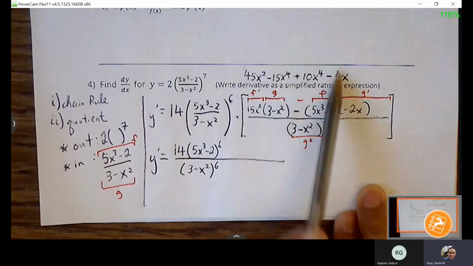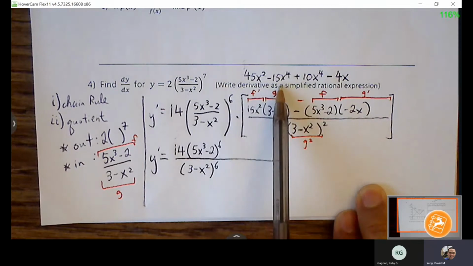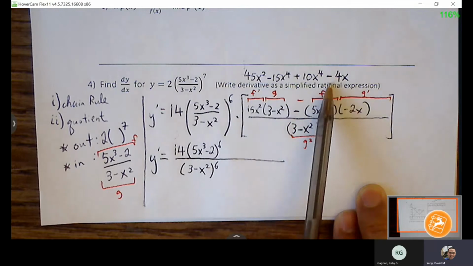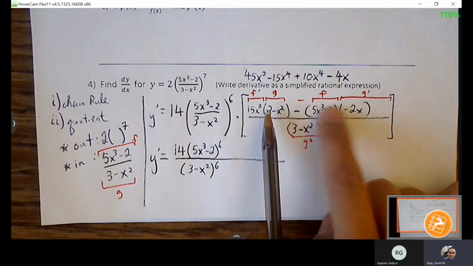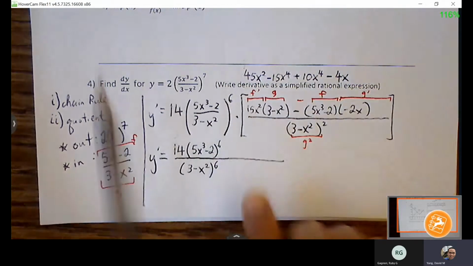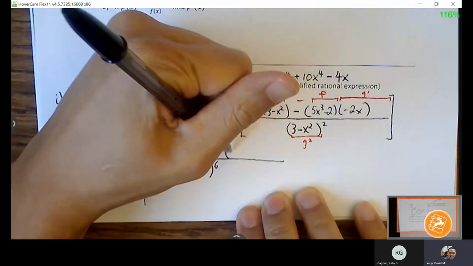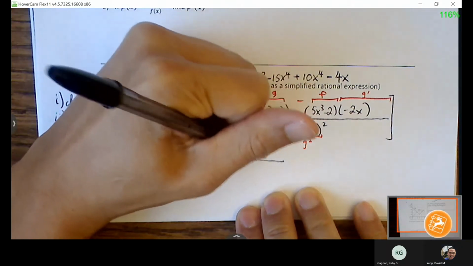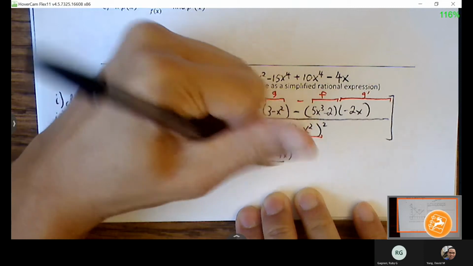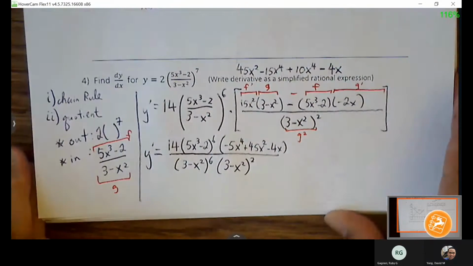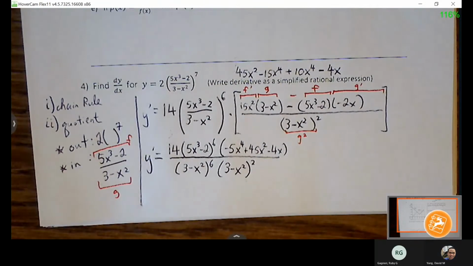The result of this cleanup is going to be negative 5x to the fourth plus 45x squared minus 4x. So I distributed, combined like terms, cleaned this, got rid of the parentheses. I put that up here, and I'm going to transfer this down here. Okay, any questions so far?